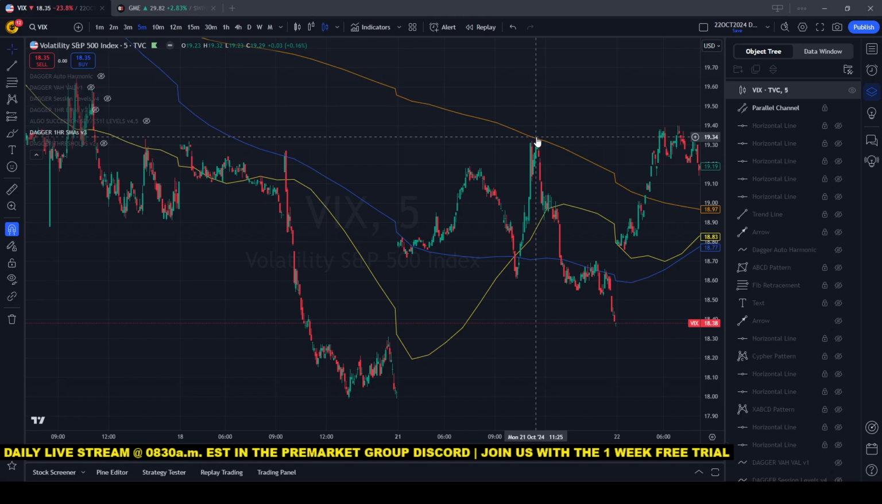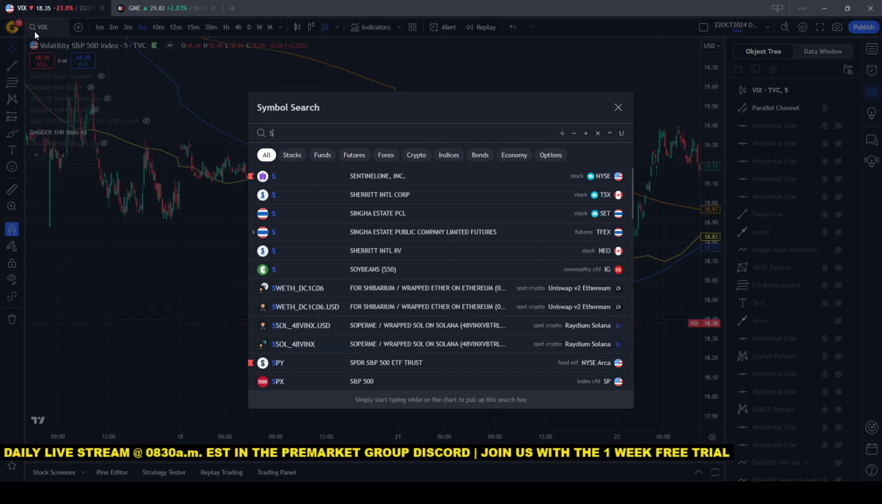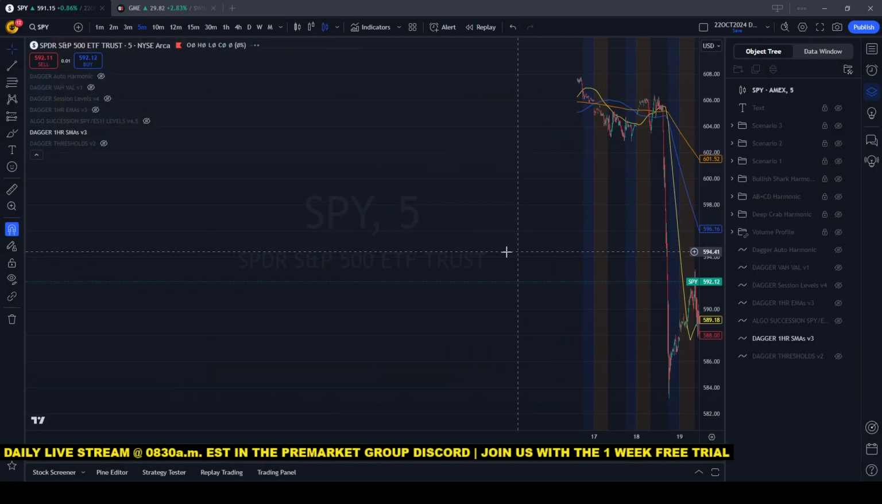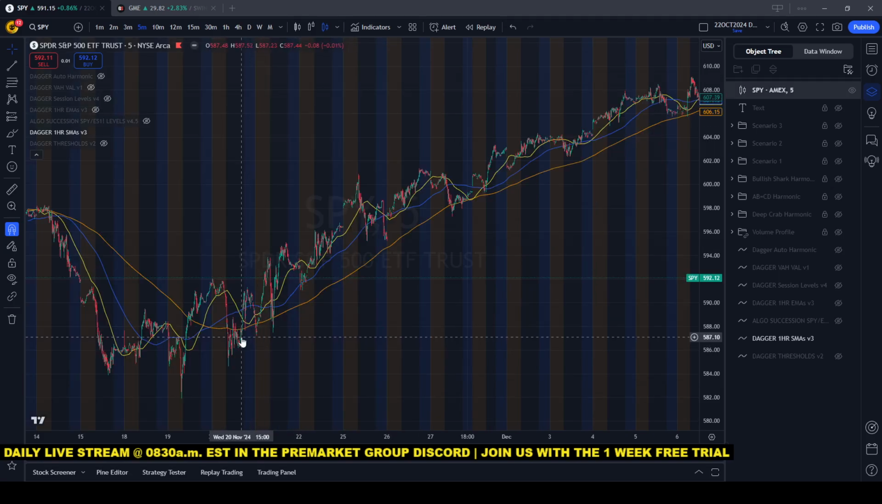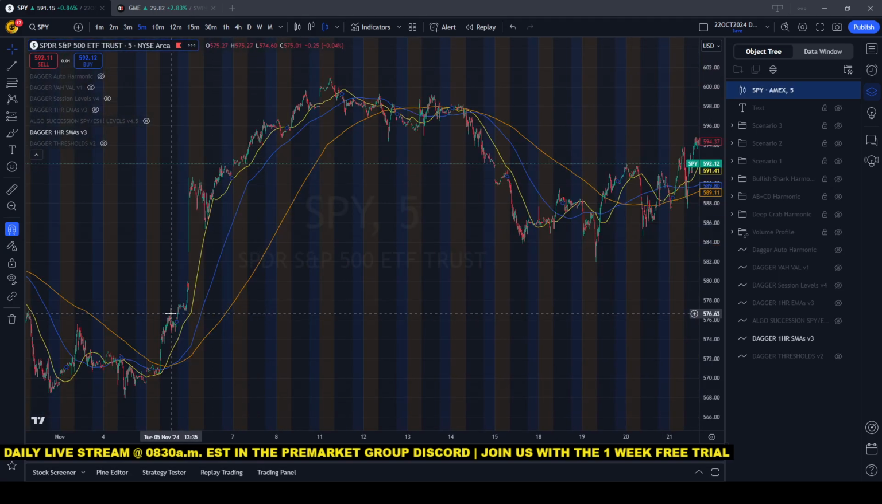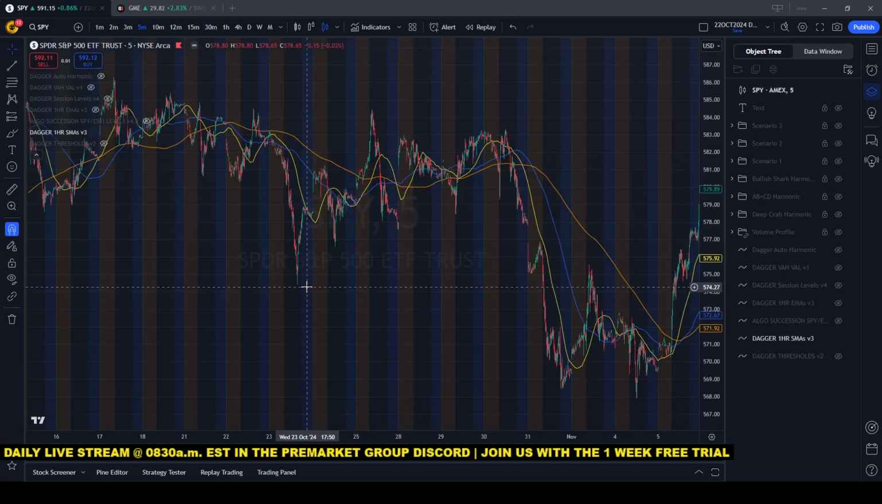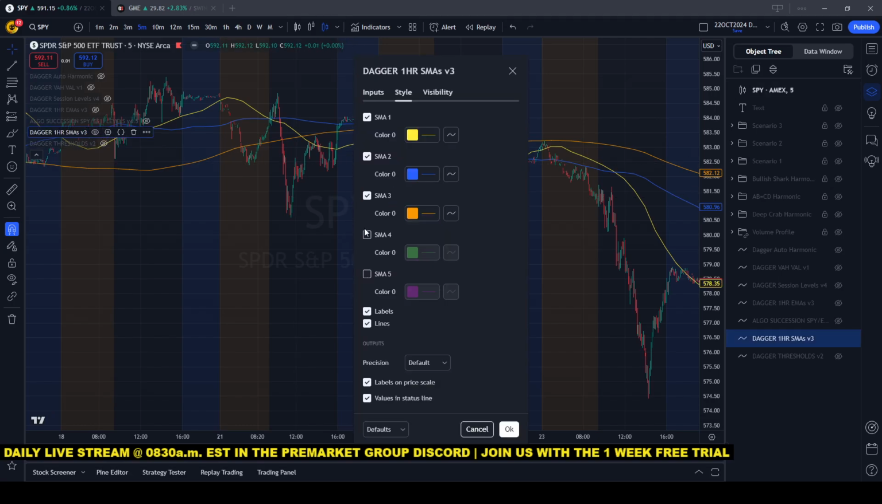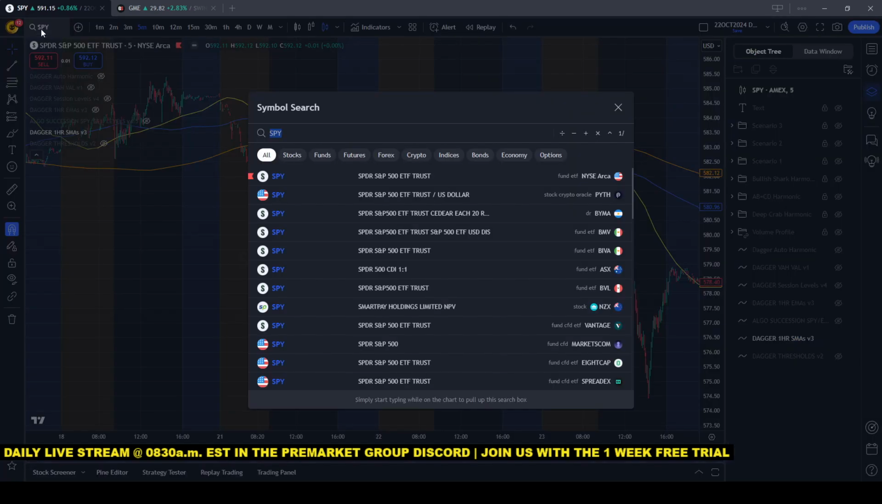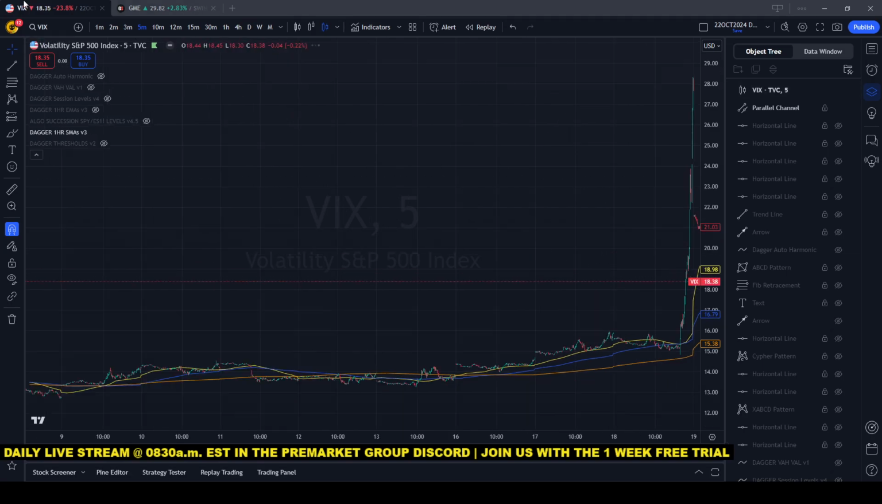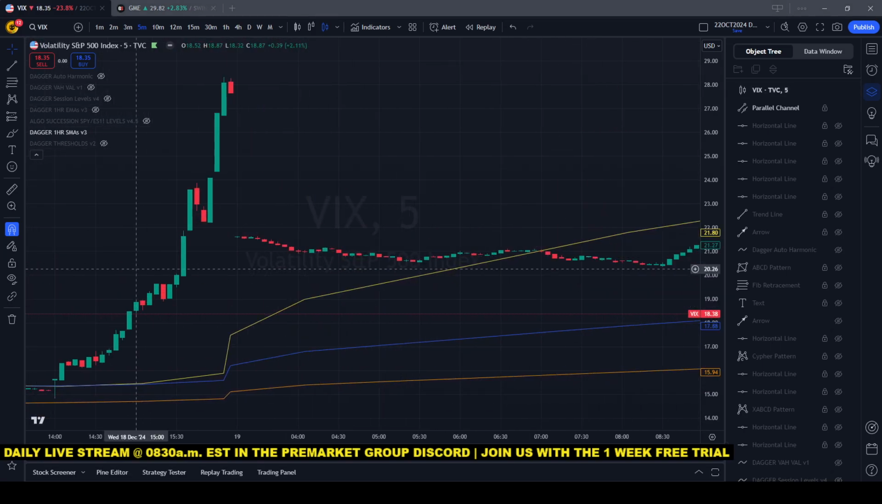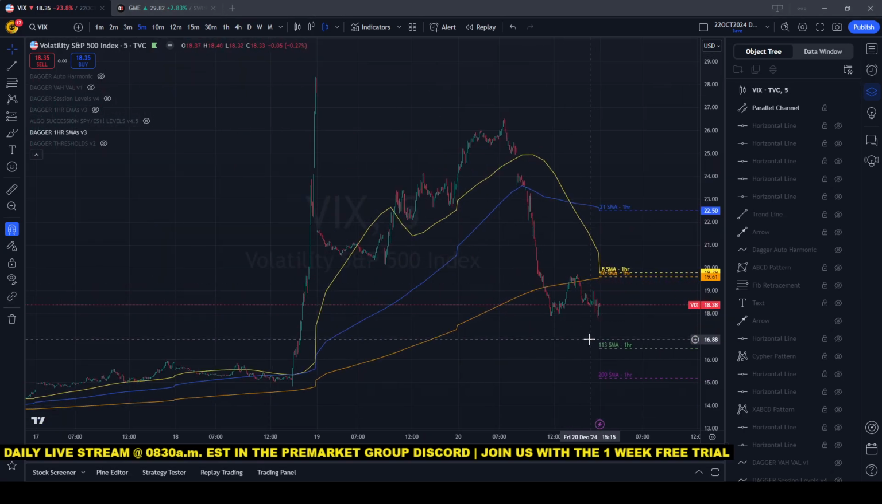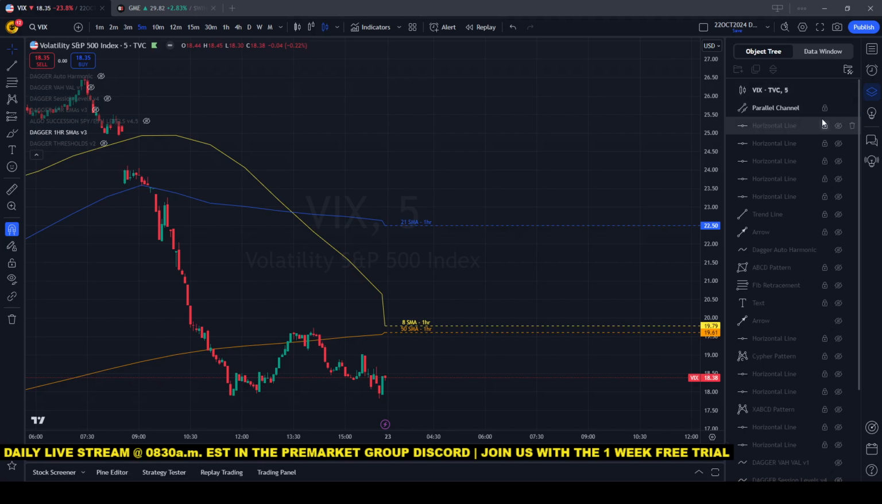VIX rejected the 50 SMA on October 21st. Nope, not on that day. There was a 113 there. But anyway, I'm not going to keep searching for one right now. I can do that at a later date, and I encourage you to check it out too.